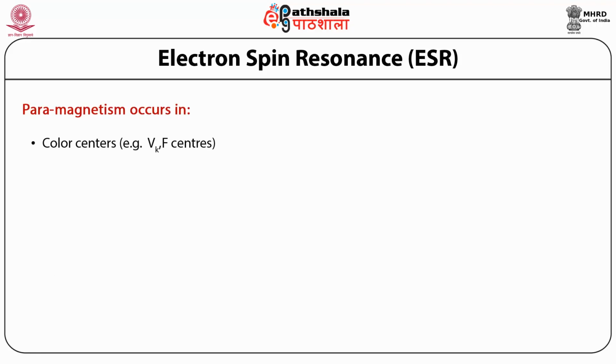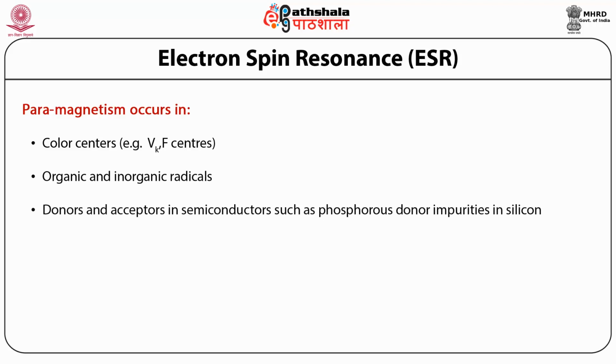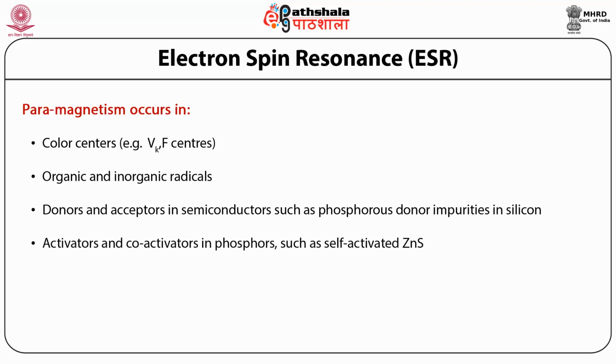Color centers like F centers, organic and inorganic radicals, donors and acceptors in semiconductors such as phosphorus donor impurities in silicon, activators and co-activators in phosphors such as self-activated zinc sulfide, radiation damage centers, conduction electrons.